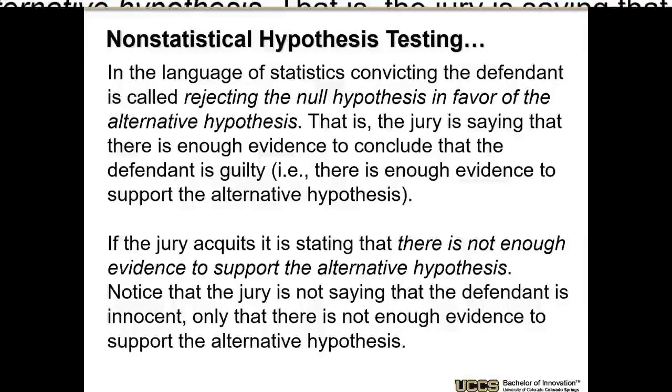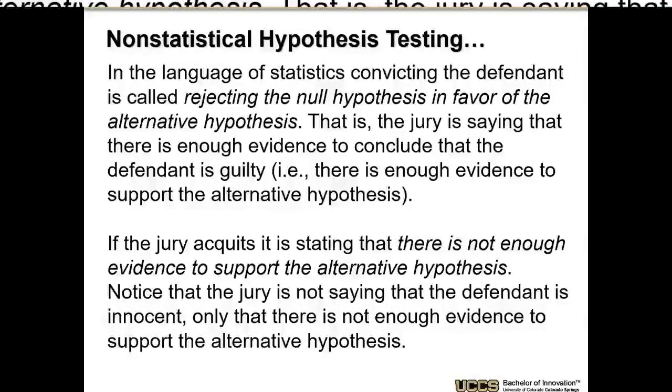So in the language of statistics, convicting the defendant is called rejecting the null hypothesis in favor of the alternative. You've shown me enough evidence to reject the hypothesis that they're innocent and to decide that they're guilty. If the jury acquits, we say there is not enough evidence to support the alternative hypothesis. So the jury is not saying the defendant is innocent.